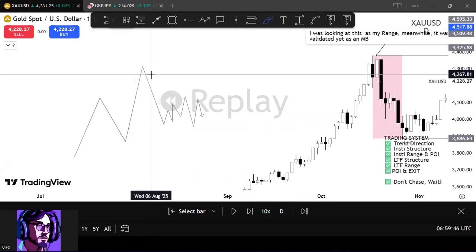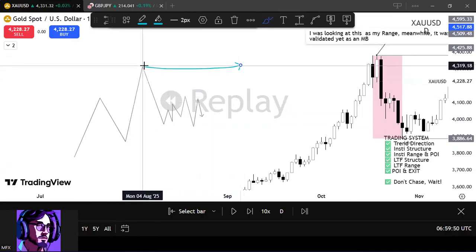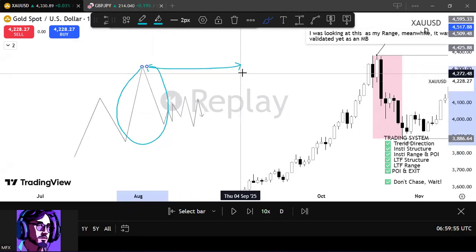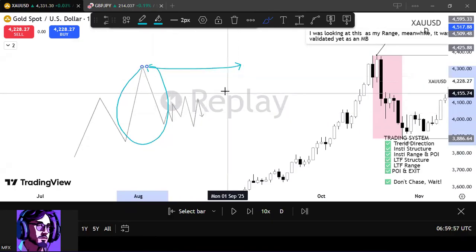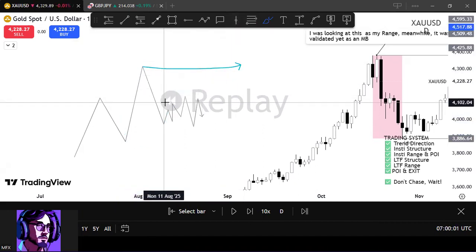I do not see this as a range, except there is a break of structure above, which is the validation of this MB, which makes it a range. There are two things you need to know. Number one, there's a validation of an MB. Number two, there's a mitigation of an MB. But what we are going to be talking about here is the validation of an MB, which makes that price action a range, or that particular body of price a range.